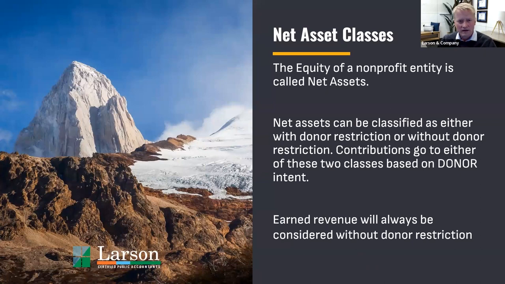to. Another thing to consider is that anytime a nonprofit has earned revenue, the earned revenue will always be considered without donor restriction. The reasoning is that with earned revenue, they're getting something in return for the money that they're providing to the nonprofit. Because they're getting something in return, that is essentially the release of that restriction, if that's an okay way to explain it. But those are just some things to consider with net asset classes.